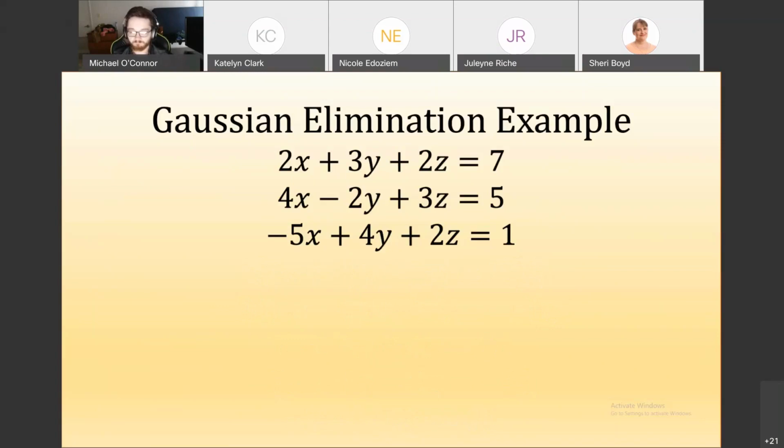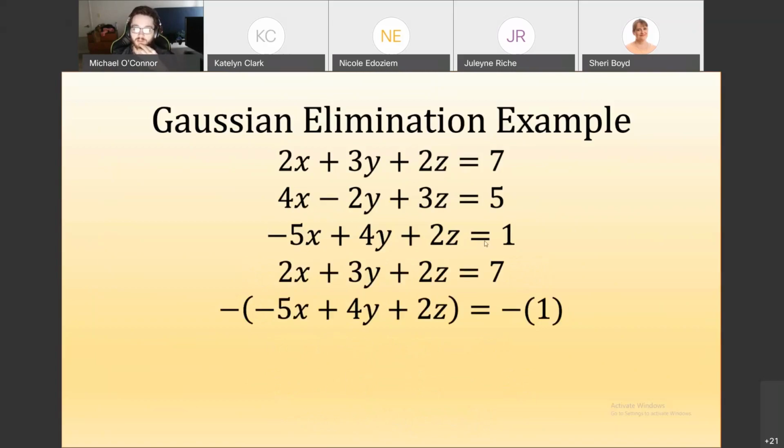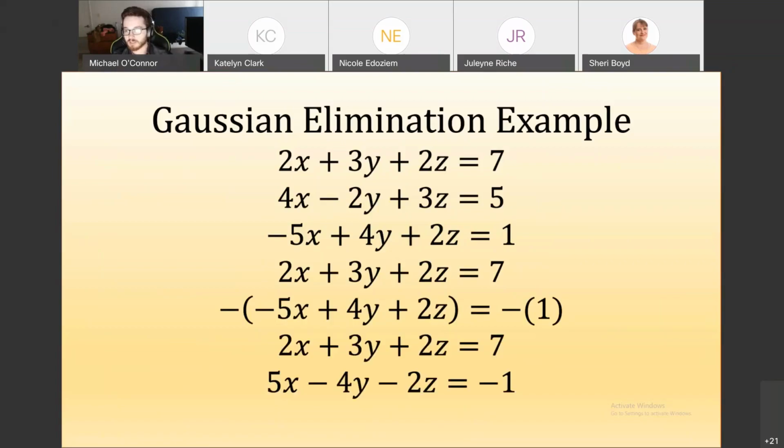Next, I'm going to be doing elimination on z. So it needs to be the same variable on equations 1 and 3. I've got a positive 2z on the top here and then a positive 2z on the bottom. So I'm just going to be multiplying that third equation by negative 1 so that the positive 2z and the negative 2z cancel out. So I have positive 2x plus 3y plus 2z equals 7. That just stays the same. And then I've got negative 1 times negative 5x plus 4y plus 2z equals negative 1 times 1. If you distribute the negative 1 out to that second equation, you get 5x minus 4y minus 2z equals negative 1. And then I'm going to be adding those two bottom equations together.